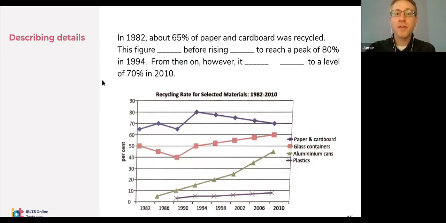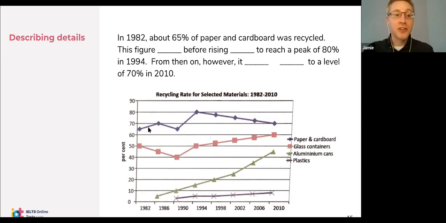In 1982, about 65% of paper and cardboard was recycled. This figure, Rafati said, decreased before rising to reach a peak. It did drop, but it also rose. So from 92, it went up and it went down.